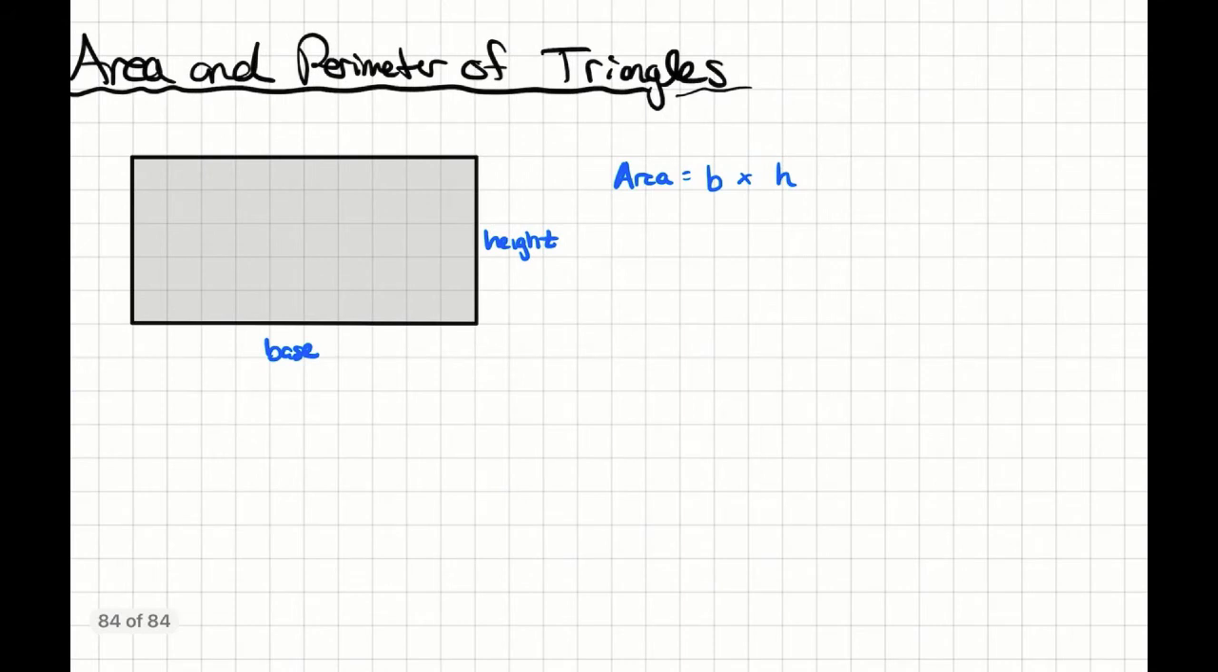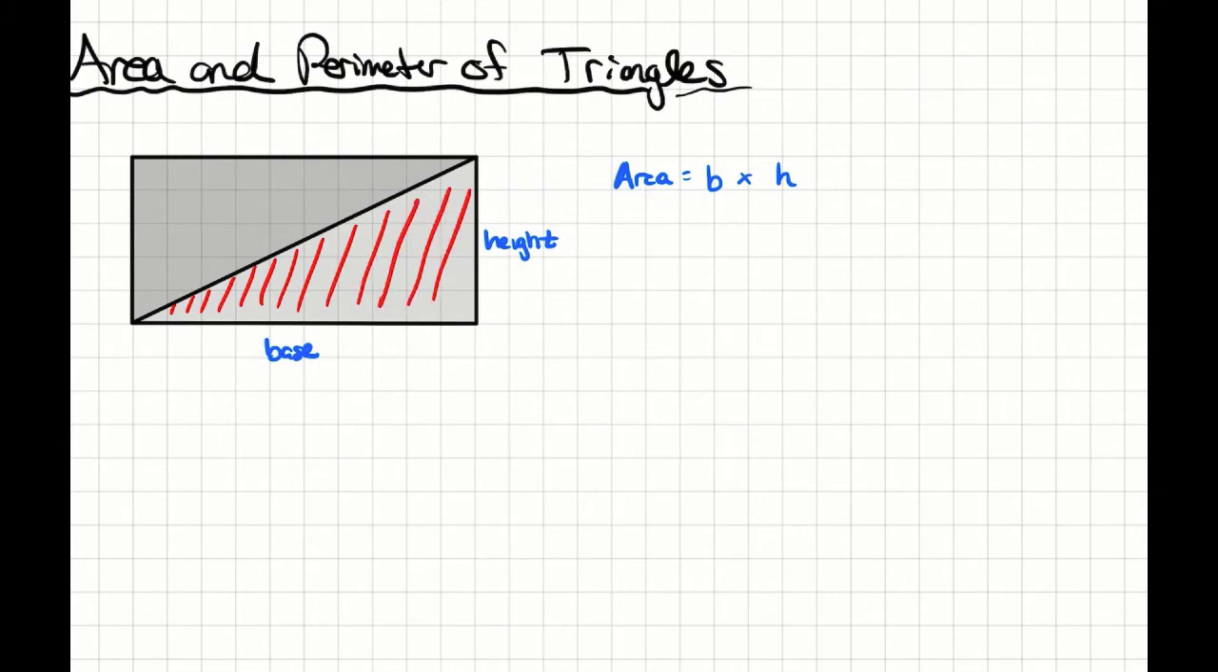Now, if I were to take and cut this rectangle in half, I would have a triangle. And the area of this red triangle, this shaded triangle that I am putting these red slanted lines in, the area of that would be exactly half of the rectangle that we had before. So the area of, I'm just going to put the triangle here. I'm going to just put it in red.